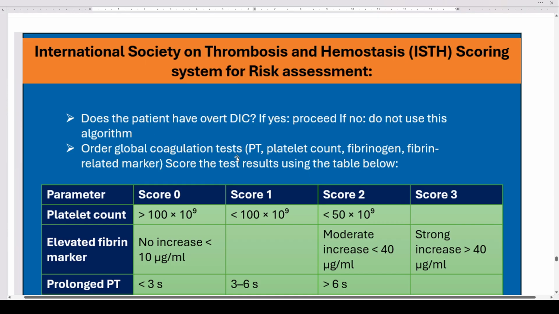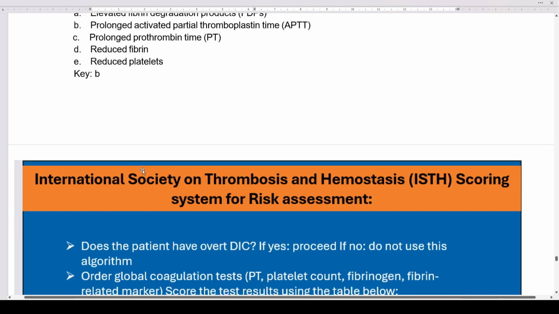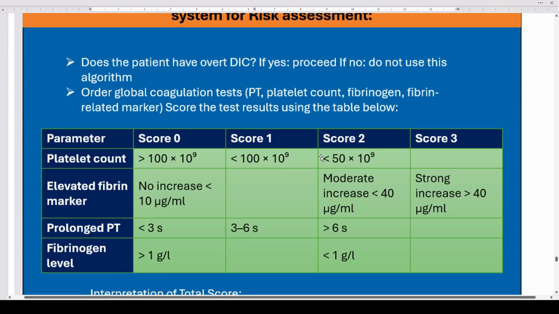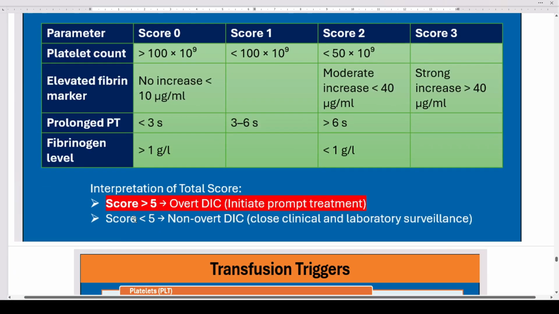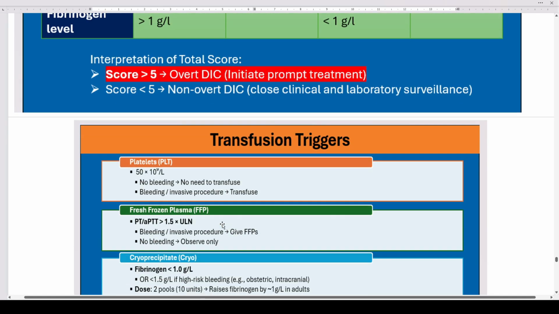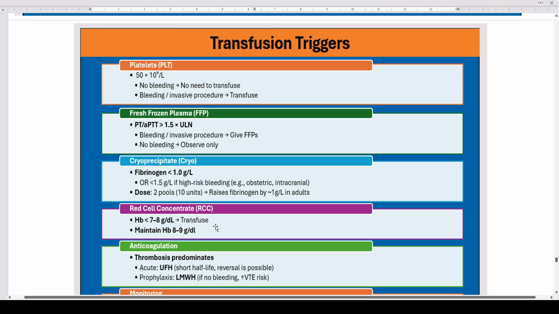And what is included in this? It is PT, platelet count, fibrinogen, and fibrin degradation product marker, like it can be from D dimers or FDPs. So PT, platelet count, fibrinogen, and fibrin related markers. These four markers are included in DIC scoring. APTT is not included. Okay, just remember this. It is for heme residents, I think. You should just remember if the score is more than 5, it is overt DIC, and less than 5 is non-overt DIC.